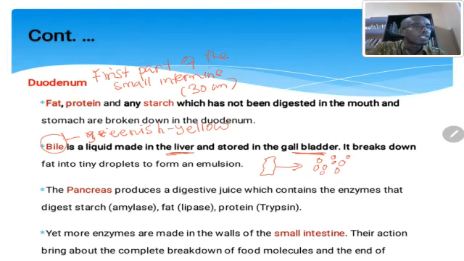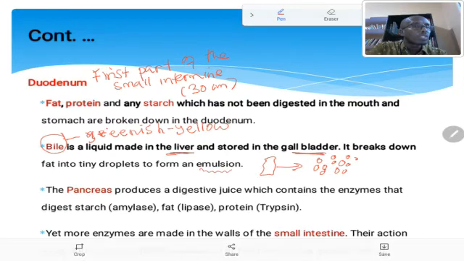Emulsion is, for example, if you add some water and oil, we know that the oil is less dense than the water, so they cannot dissolve. But if you shake it well, you will see small droplets of oil within the water. This is called an emulsion.